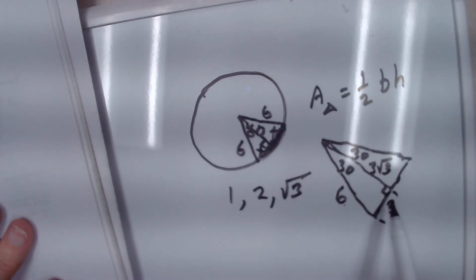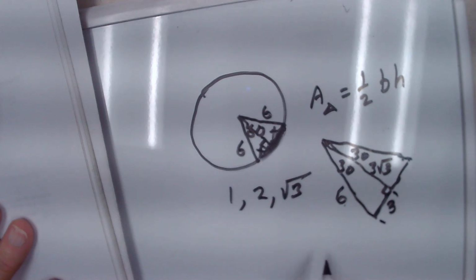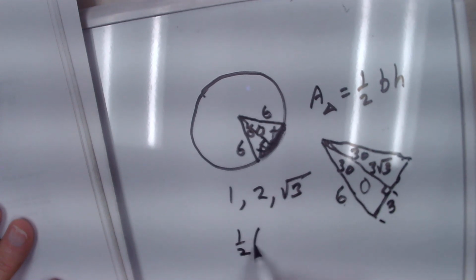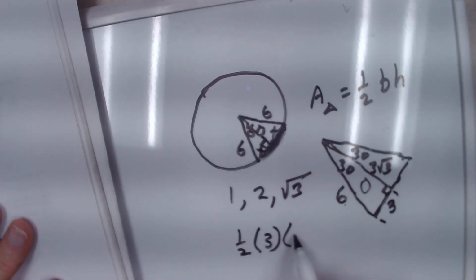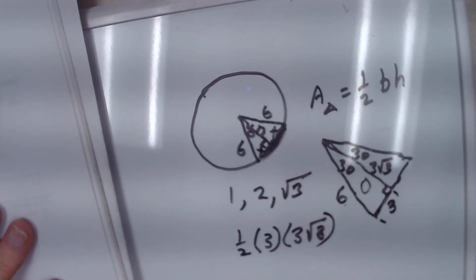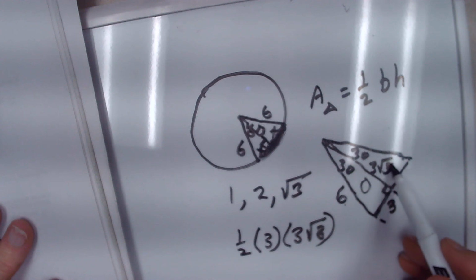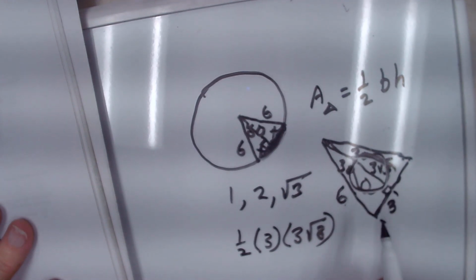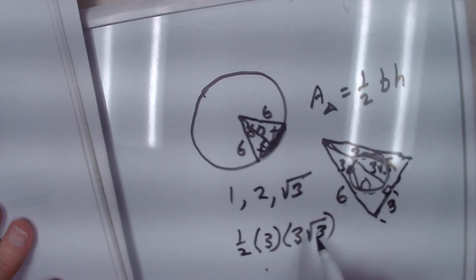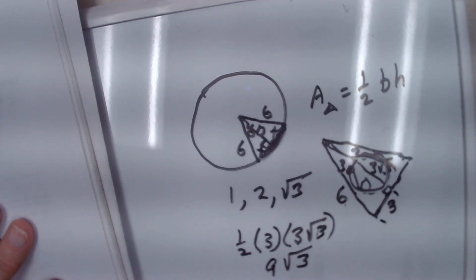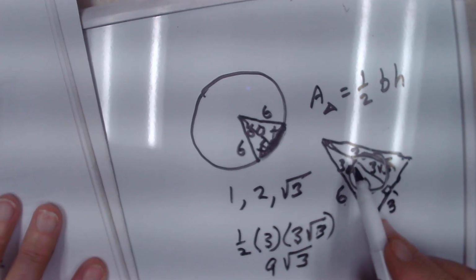So that's 1, 2, square root of 3. Now we got a base and a height. So the area of this little triangle here is 1/2 times 3 times 3 square root of 3. I'm going to leave it like that. The area of this whole triangle, the bigger triangle, is just twice. They're both the same, so it's going to be 3 square root of 3 plus 3 square root of 3. So that's going to be 9 square root of 3. Whew. Okay, we got the hard part.